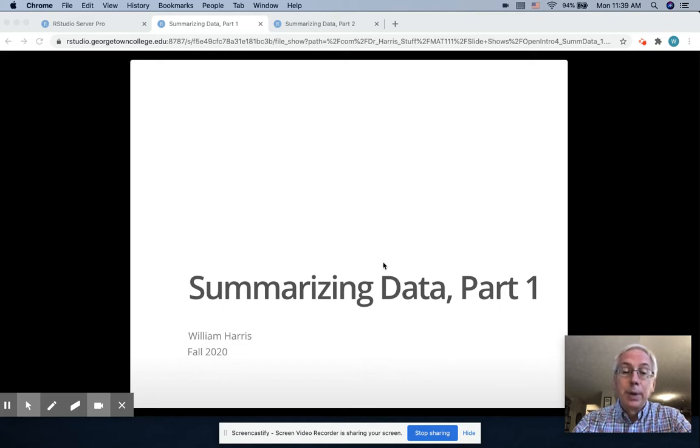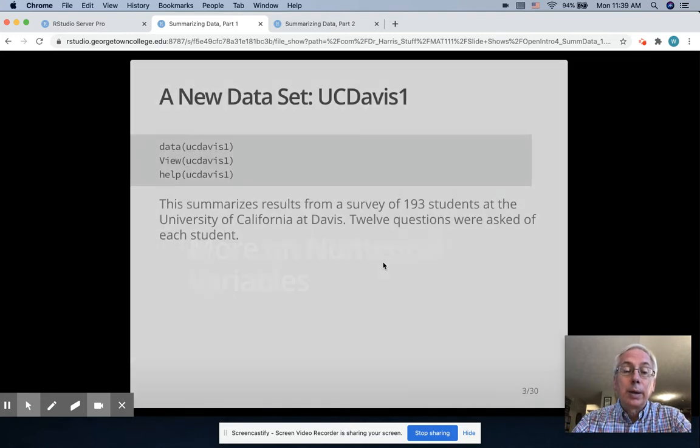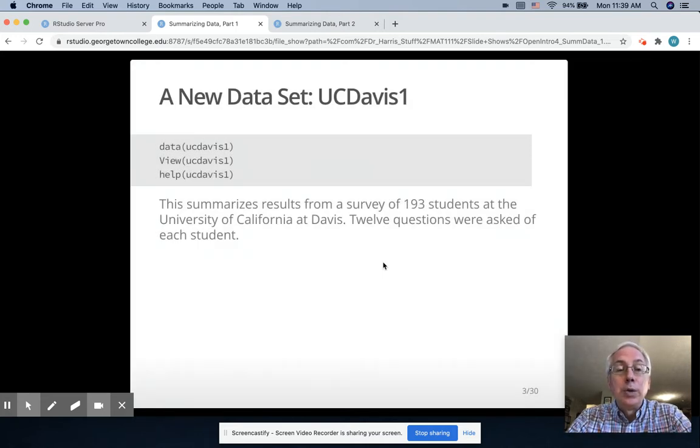So here we go, introducing you to a new data set, one that we'll visit a few times over the course of the semester. A survey of a number of students at the University of California at Davis, a textbook that we've used in the past, had faculty from this university, and so we've got some data that was collected from those faculty members. Each of these students were asked 12 questions to respond to, and we can use the data, view, and help commands to take a look at these variables.